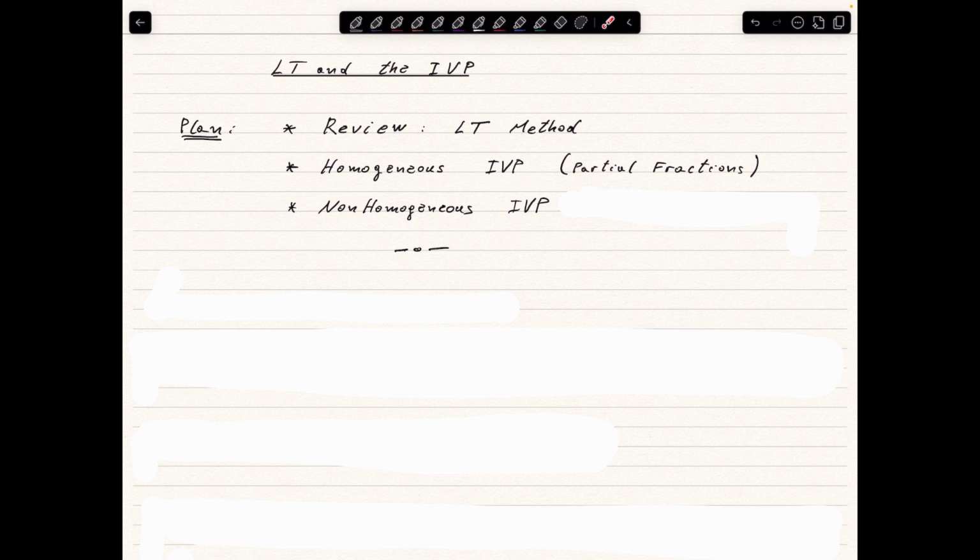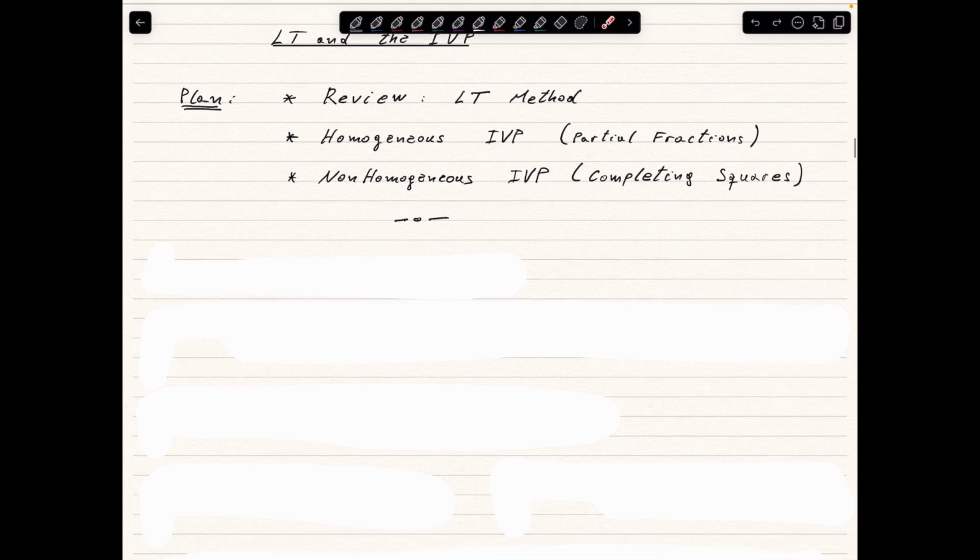And in the second example, we are also going to solve an initial value problem, but now it's going to be a non-homogeneous initial value problem for a second order differential equation. And in this example, we are going to need a different method that is called completing the squares. So that's the plan for today.